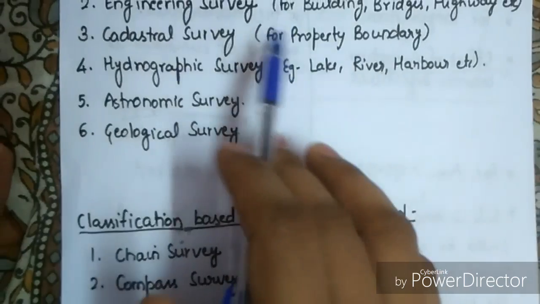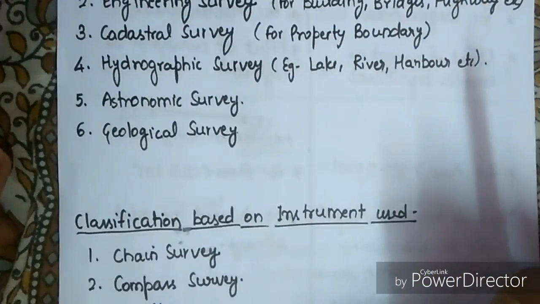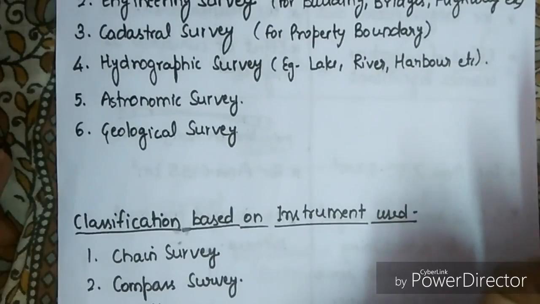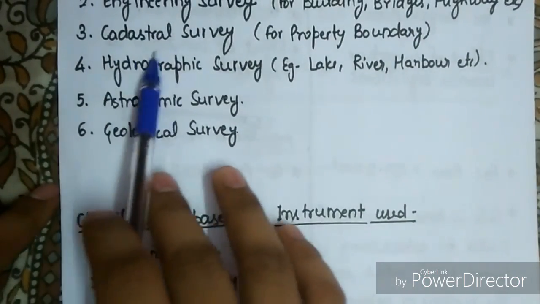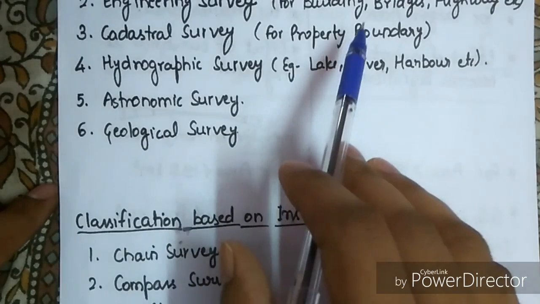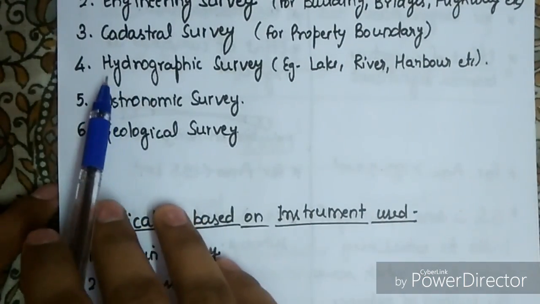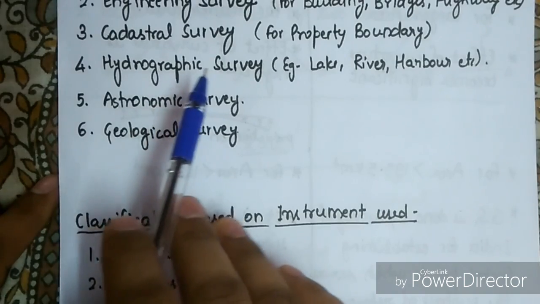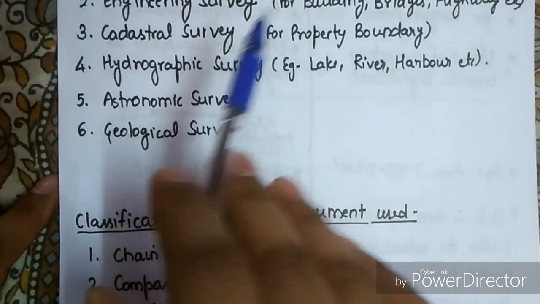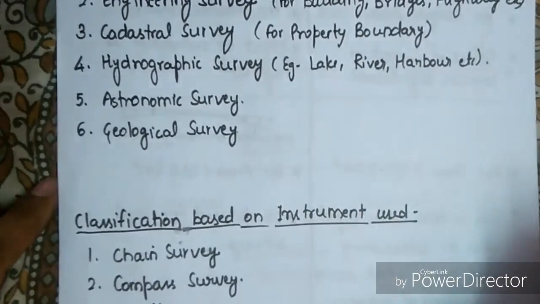Now the engineering survey, this is used for building bridges, highways. Usually we perform this survey only. These surveys are used for engineering works. Okay. The cadastral surveys are used for representing property boundaries, also known as a public land survey. Okay. The hydrographic surveys are done on or near a water body, like for lake, river, harbor, etc.